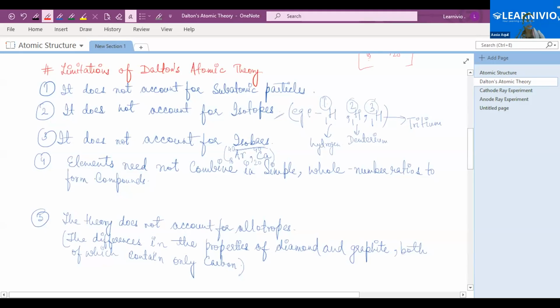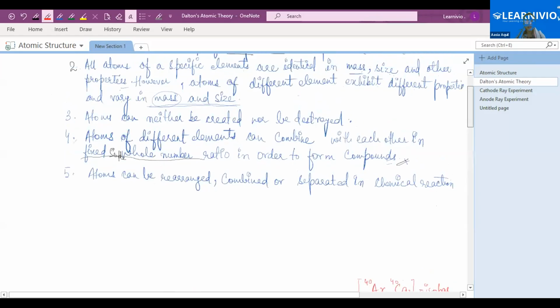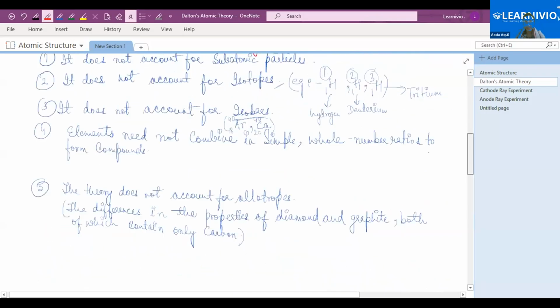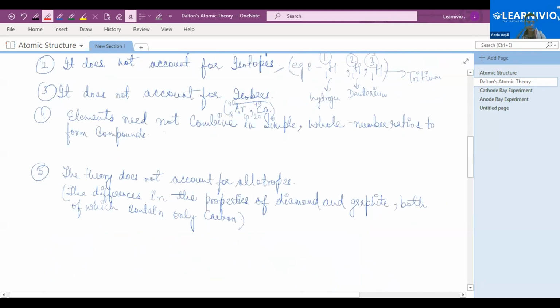Fourth limitation was that elements need not combine in a simple whole number ratio to form compounds, right? He said in his postulates that elements combine with each other in a fixed simple whole number ratio in order to form compounds. But I already explained to you that complex molecules do not combine in a simple whole number ratio.